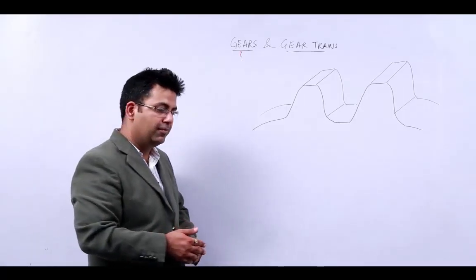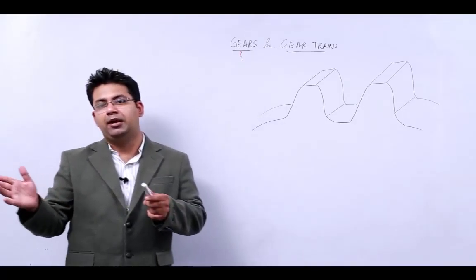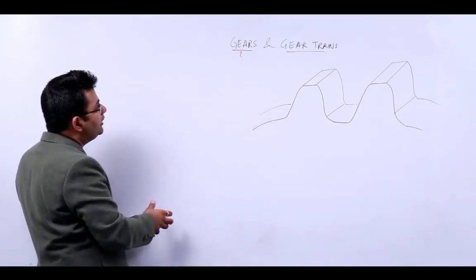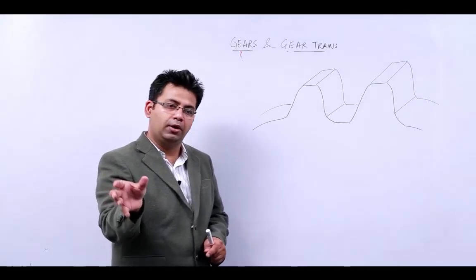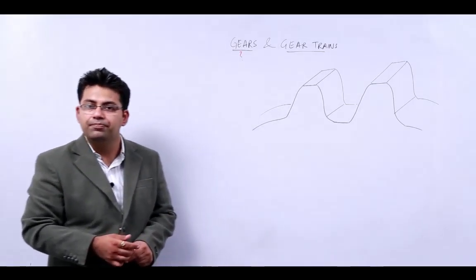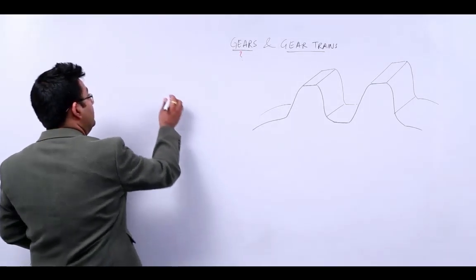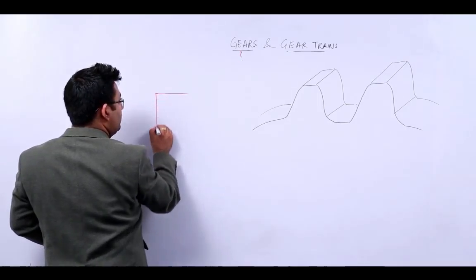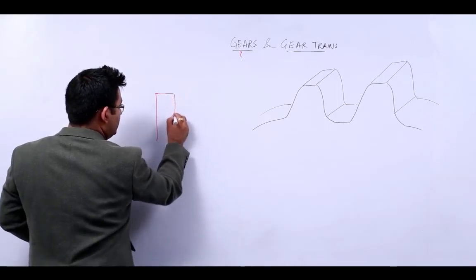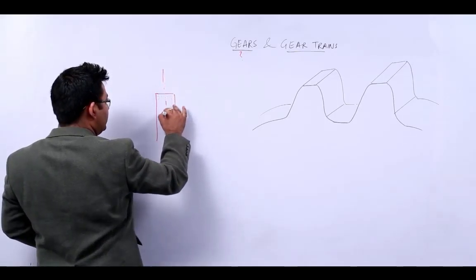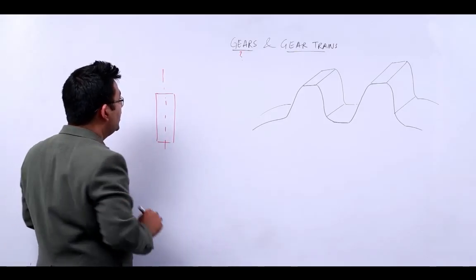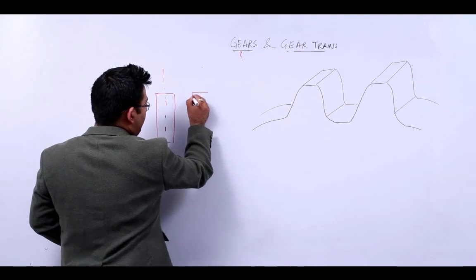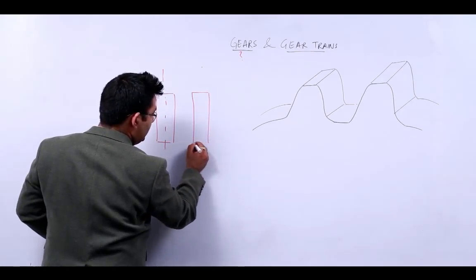Gears are basically power transmission machine elements. You can transmit power from one machine element to another machine element with the help of a gear. For example, if you look at this diagram, this is the shaft. This is the axis of the shaft. This is a very simple kind of setup.